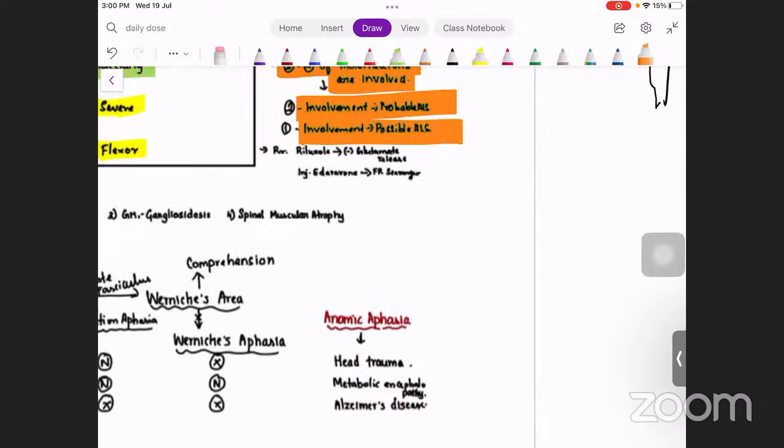Riluzole is a treatment, and the mechanism of riluzole is inhibition of glutamate release. You can also add injection edaravone, which is a free radical scavenger, to treat ALS.